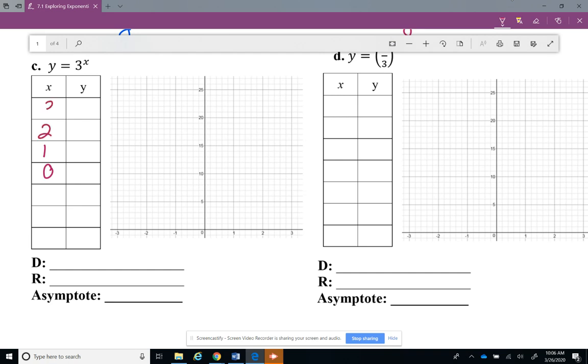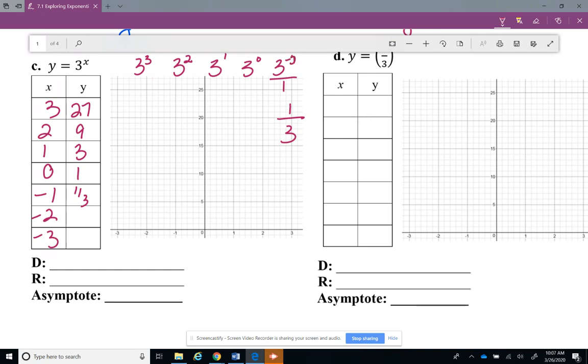0, 1, 2, 3, negative 1, negative 2, negative 3. 3 to the 3 is 27. 3 squared is 9. 3 to the 1 is 3. 3 to the 0 is 1. 3 to the negative 1. I'm going to put it over 1. I'm going to flip it. And it ends up being 1/3.